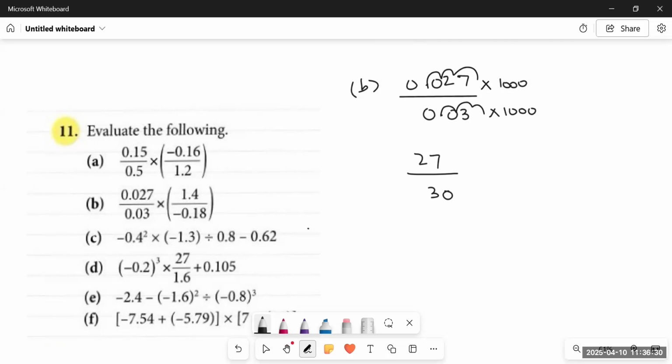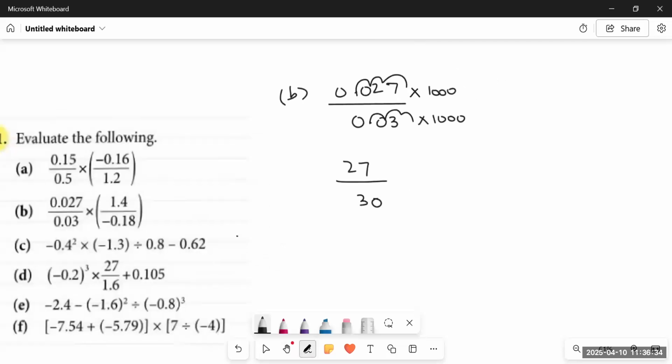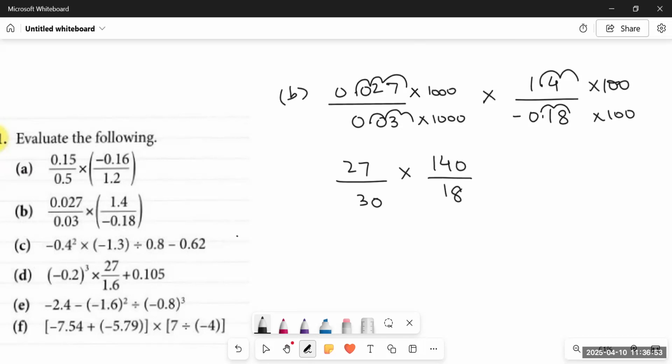After that, what will we do? We will do the same with the second fraction, which is multiply by 1.4 upon minus 0.18. Here we have 2 decimal places, and here we have only 1. So we'll multiply both by 100 to remove all the decimals, and it will be 140 upon 18.